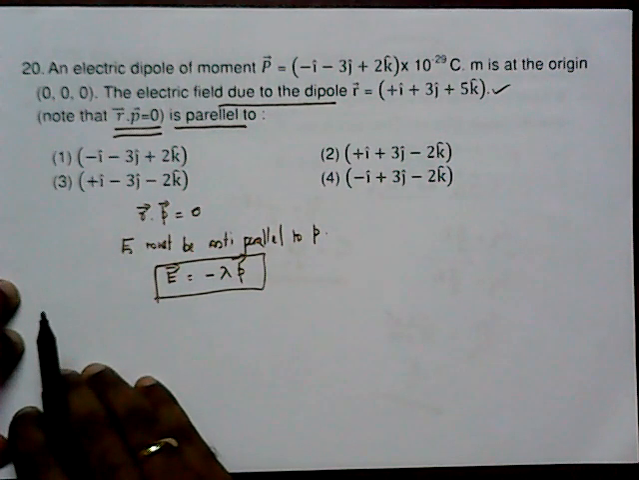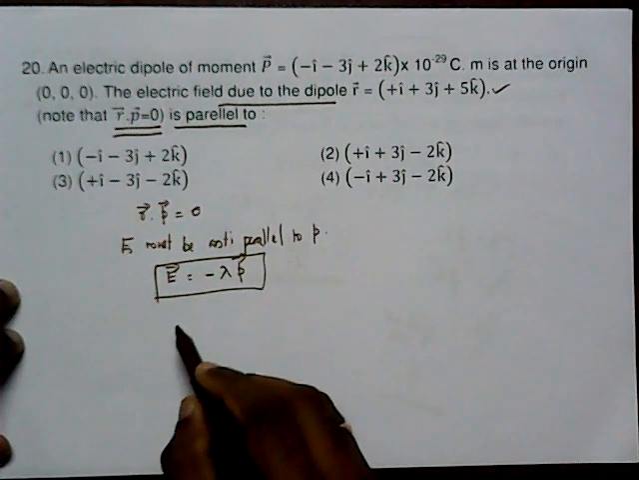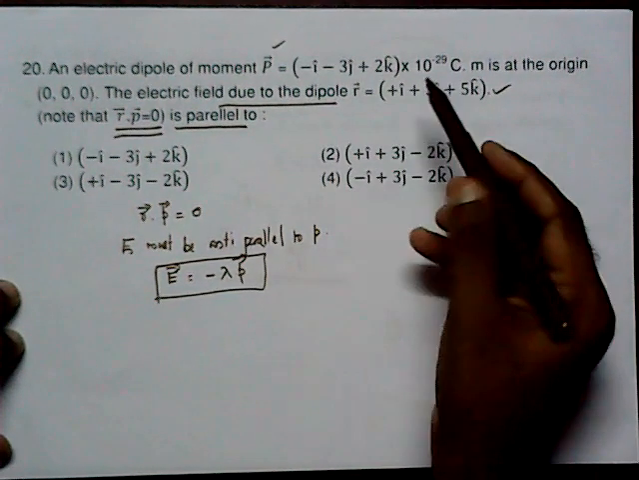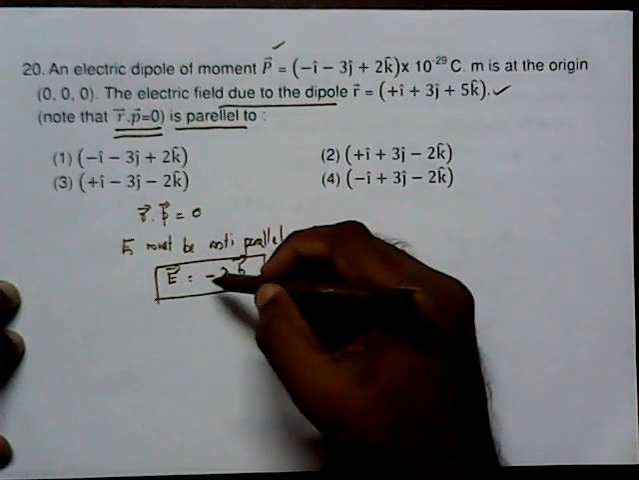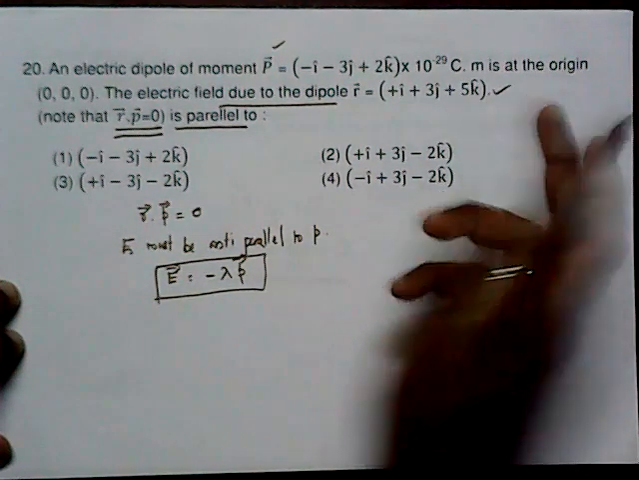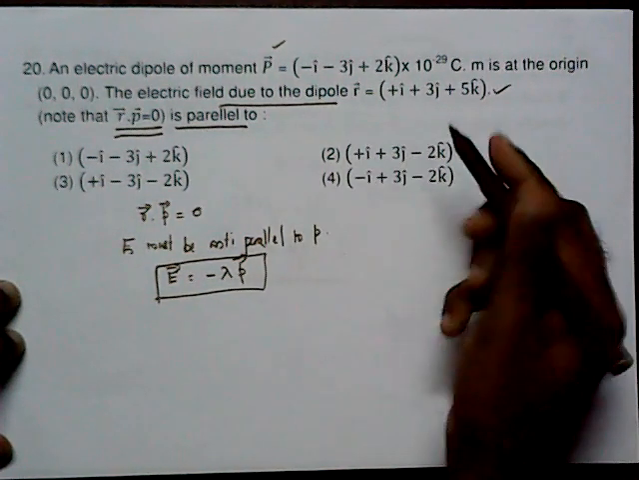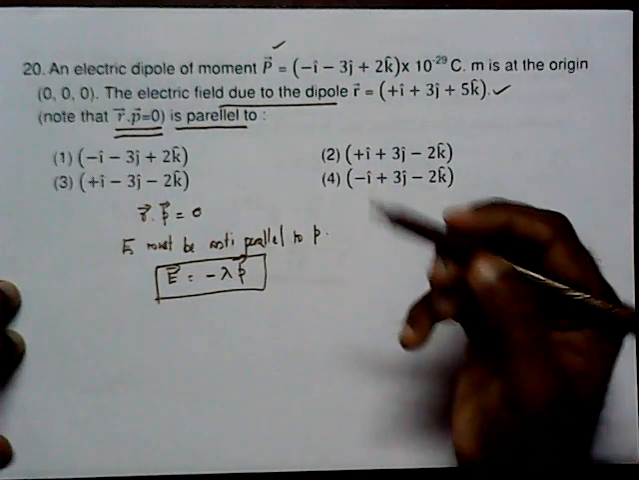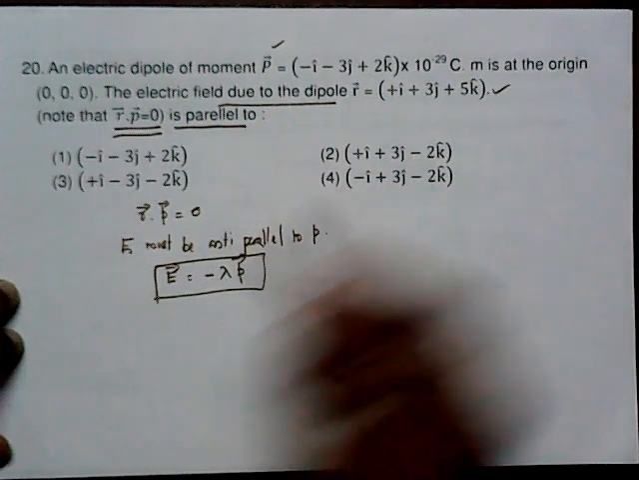So, and here it is given, the value of P is what? Minus i minus 3j plus 2k. So if you just multiply with the minus sign, it should be of the form i plus 3j minus 2k. So that is a very important concept.